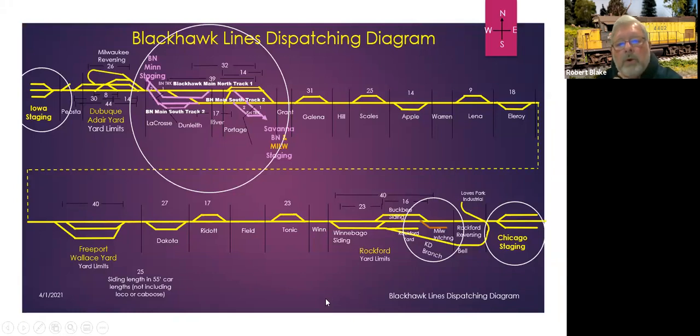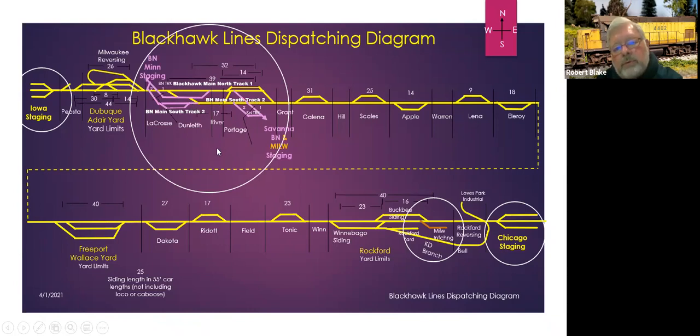This is a diagram of the overall railroad, the dispatcher's diagram, and as you can see, it is a very linear railroad. As I mentioned earlier, it's primarily a bridge route from Chicago to Iowa and to the Union Pacific. Most of the interchange action takes place within these two circles. The one over here at Dunleith and Portage does somewhat mirror the trackage that actually exists along the Mississippi River between Portage Junction and Dunleith or East Dubuque.